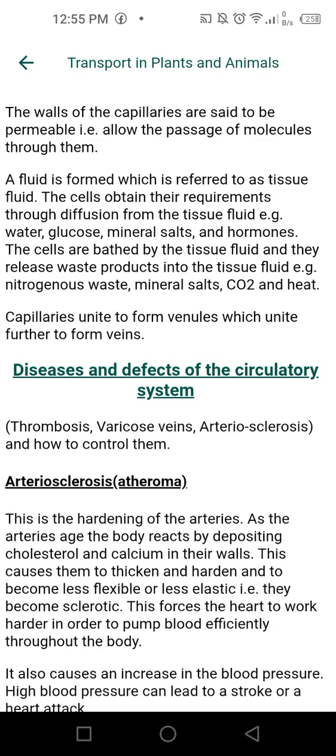A fluid is formed which is referred to as tissue fluid. The cells obtain their requirements through diffusion from the tissue fluid, e.g., water, glucose, mineral salts, and hormones. The cells are bathed by the tissue fluid and they release waste products into the tissue fluid, e.g., nitrogenous waste, mineral salts, CO2, and heat. Capillaries unite to form venules, which unite further to form veins.